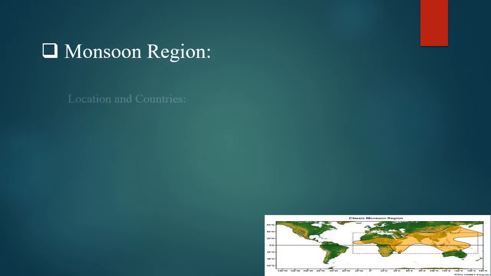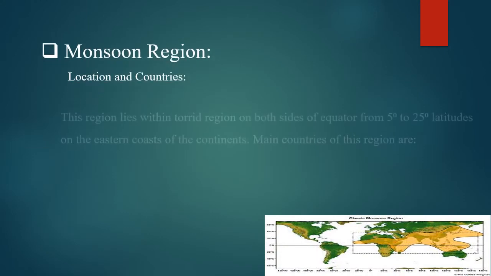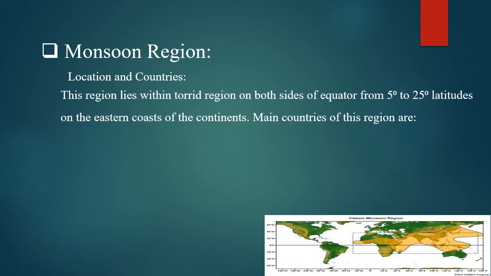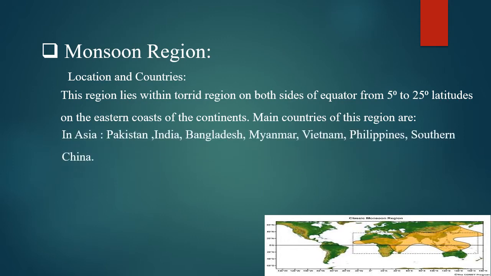Monsoon region. Location and countries. This region lies within torrid region on both sides of equator from 5-degree to 25-degree latitude. On the eastern coast of the continents, main countries of this region are in Asia, Pakistan, India, Bangladesh, Myanmar, Vietnam, Philippines, southern China. In Africa, Madagascar. In South America, southern Brazil.